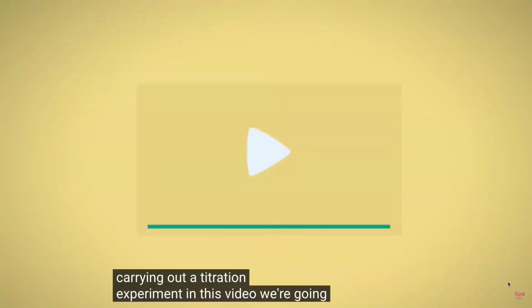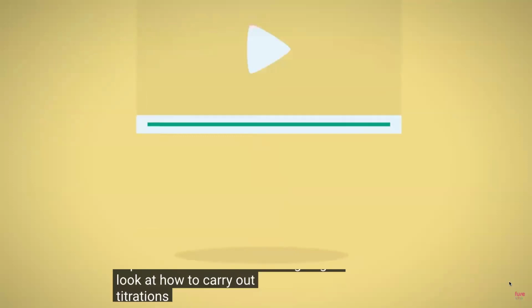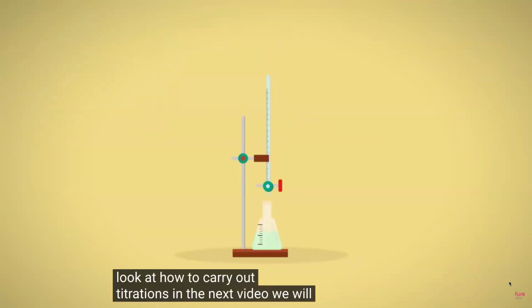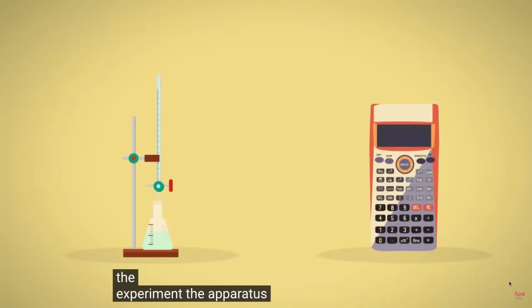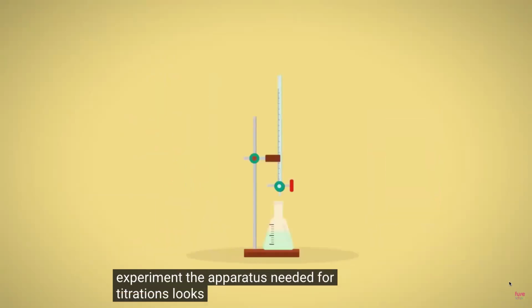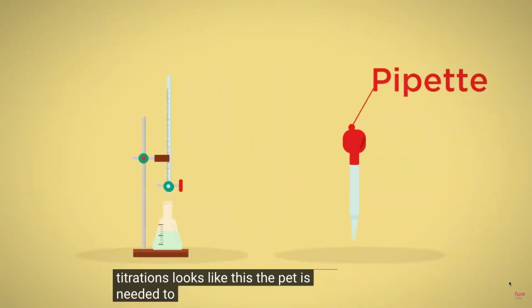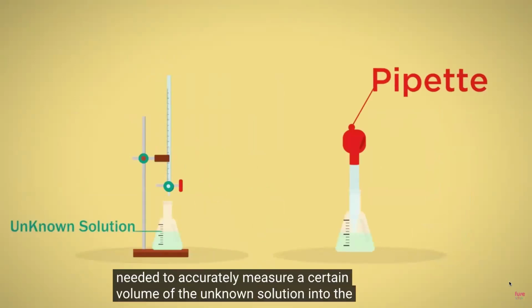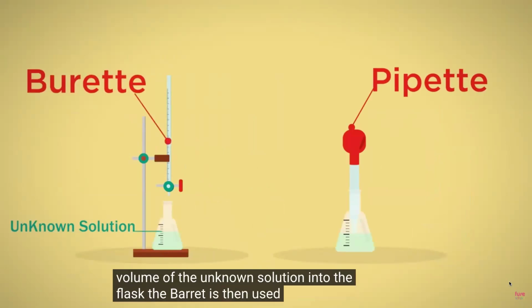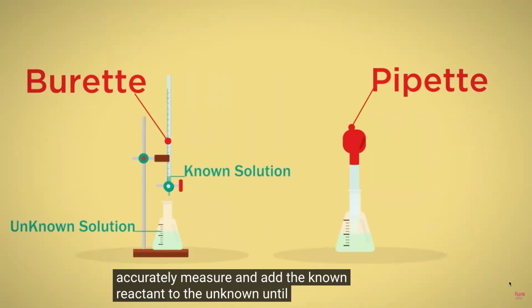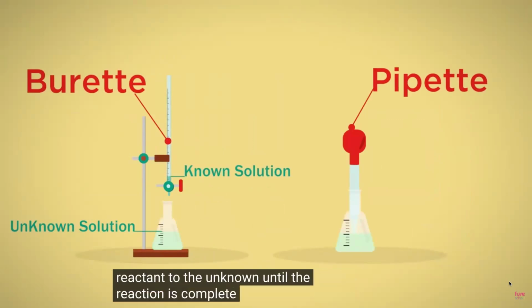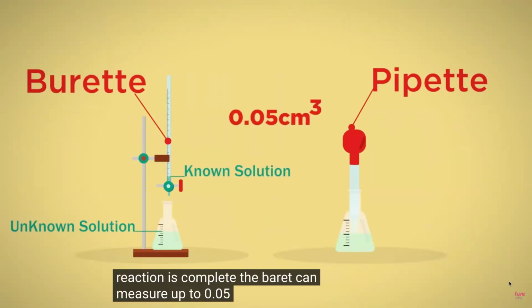In this video, we're going to look at how to carry out titrations. In the next video, we will then look at the calculations to go with the experiment. The apparatus needed for titrations looks like this. The pipette is needed to accurately measure a certain volume of the unknown solution into the flask. The burette is then used to accurately measure and add the known reactant to the unknown until the reaction is complete. The burette can measure up to 0.05 cubic centimeters accuracy.